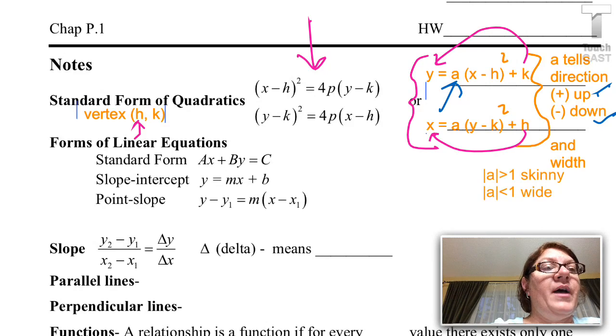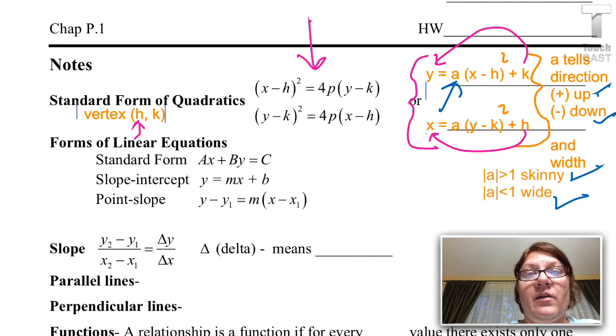If the absolute value of a is greater than 1, it'll be skinny. And if the absolute value of a is less than 1, it'll be wide. So hopefully that's a good refresh on quadratics. Okay, moving on to lines.